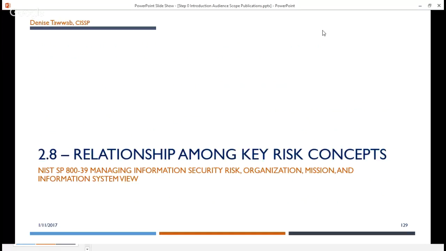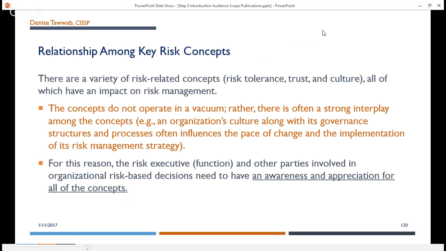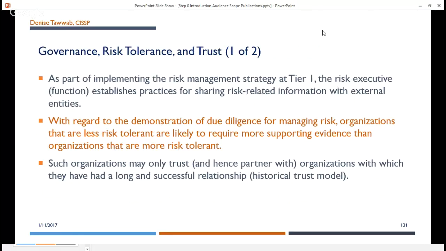Relationships among key risk concepts. There are a variety of risk-related concepts, risk tolerance, trust, and culture, all of which have an impact on risk management. The concepts don't occur in a vacuum. Rather, there is often a strong interplay among the concepts. For example, an organization's culture, along with its governance structures and processes, often influence the pace of change and the implementation of the risk management strategy. For this reason, the risk executive function and other parties involved in organizational risk-based decisions need to be aware and have an appreciation for all of the concepts.